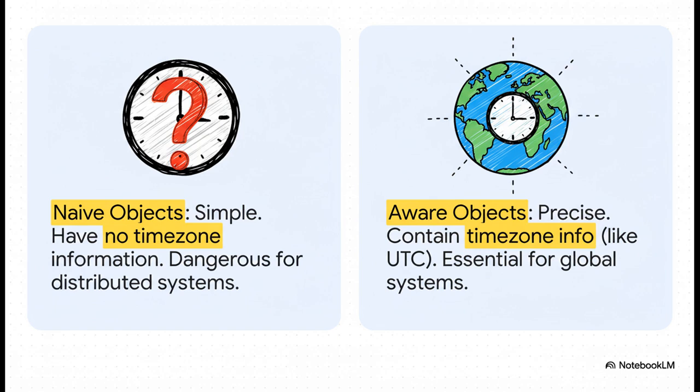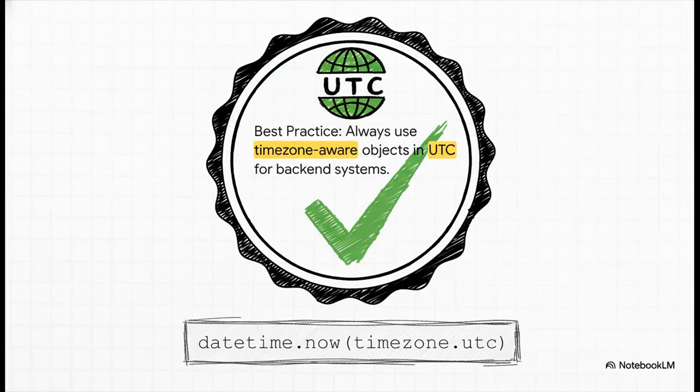On the other hand, you have aware objects. These are the smart ones. They hold that crucial time zone info, so they know exactly what moment in time they represent anywhere in the world. So if you remember one thing from this whole section, make it this. For any backend system, any server, any database, always work with time zone aware datetimes. The gold standard is to store everything in UTC, Coordinated Universal Time. And look at that. The code to get the current time in UTC is right there. It's that simple to do the right thing.